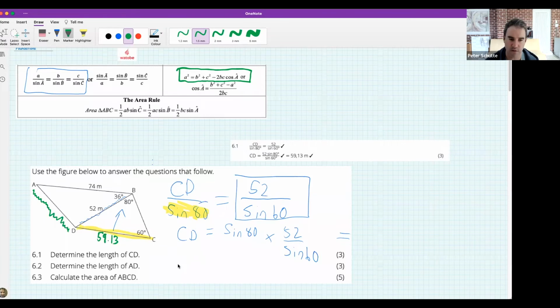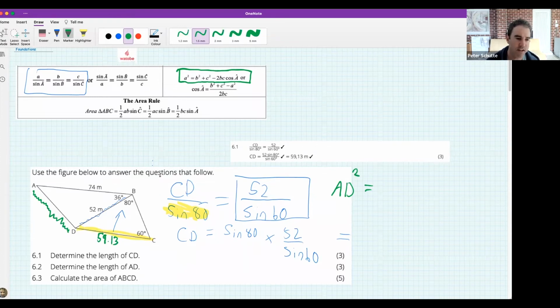For those who are still very new to this, we start by writing out the side that we want to find, which in this case would be AD, and we write it a bit like Pythagoras. We go AD squared, and then we go, well, if we're going to use the cos rule, we need two sides and an included angle in a triangle. The two sides that I see are 52 and 74. So we're going to start by writing down 52 squared plus 74 squared.